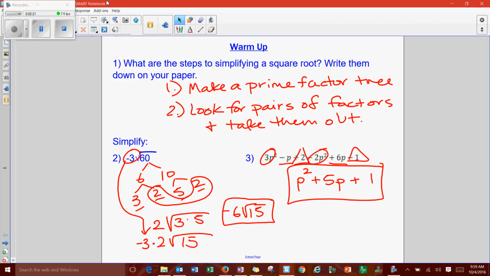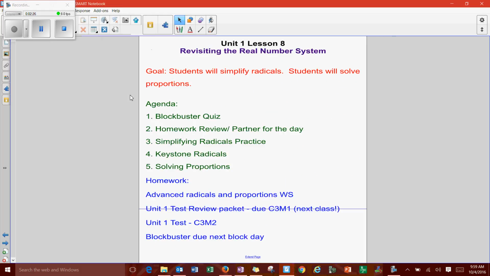All right, moving on. So here's our agenda for today. You already should have taken your Blockbuster quiz. Your homework is going to be the Advanced Radicals and Proportions worksheet. Your test review packet is due the next time we see each other on day 1, which I think for everyone is going to be Thursday. And then your test, depending on the class that you're in, is either Friday or Monday. Check on Schoology if you're not sure what day that is. Make sure you pick up a new Blockbuster, the Cycle 3 Blockbuster as well, all right?